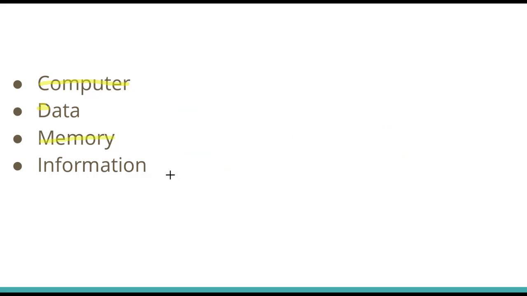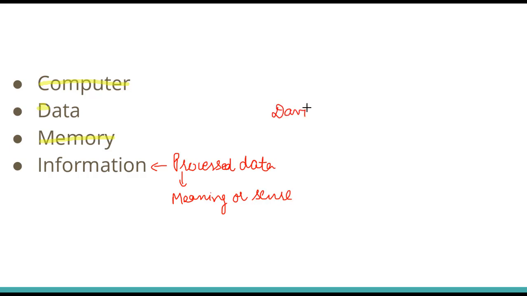Next thing is information. Simply put, information is processed data. Processed data means data which will convey some meaning or sense to the user. We can again understand information with an example. David with roll number 1 stood first in the class.